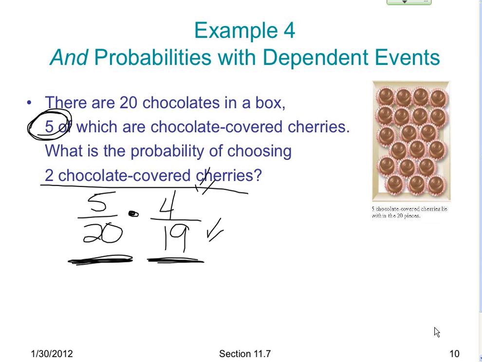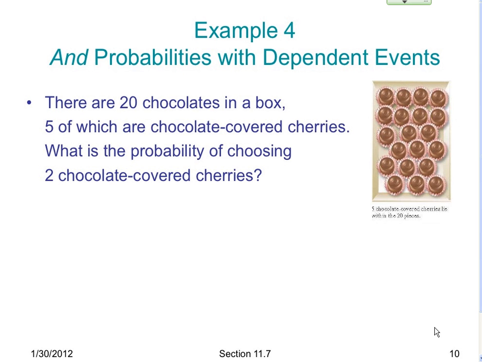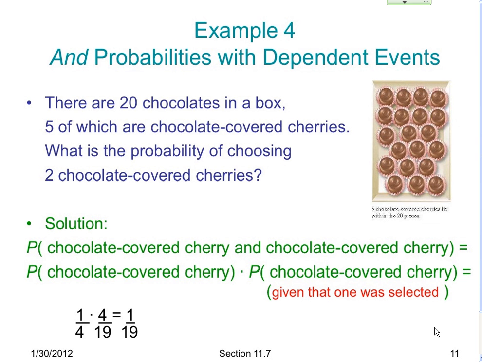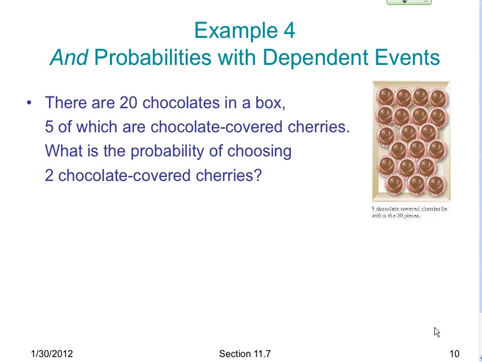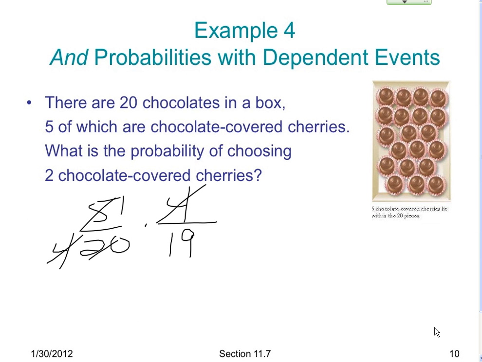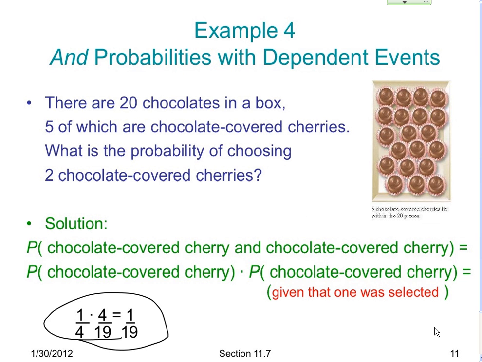So probability of chocolate-covered cherry and chocolate-covered cherry, you multiply. You take the 5 out of 20 times 4 out of 19. 5 goes into 20 once over 4. The 4 goes into the 4 once. Multiply the tops. 1 over 19 is what you end up with. Just wanted to show you where those numbers were coming from.